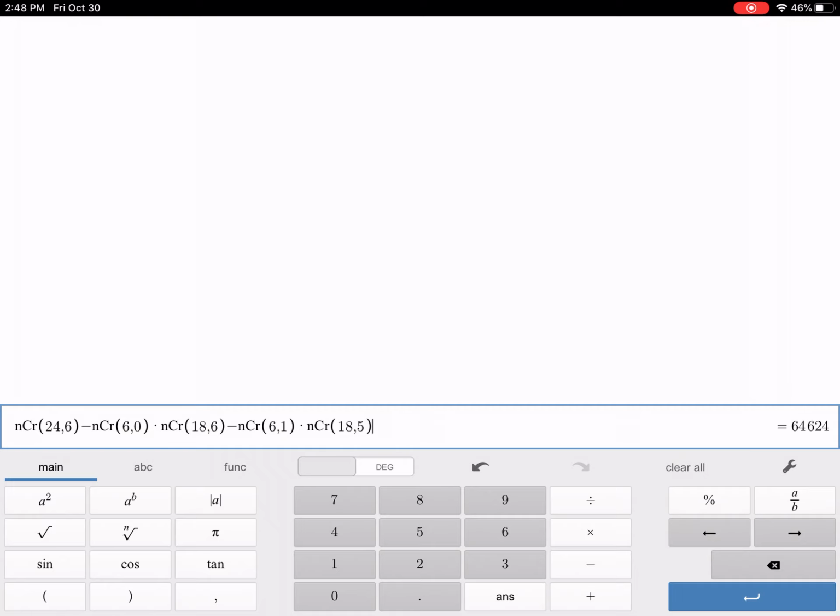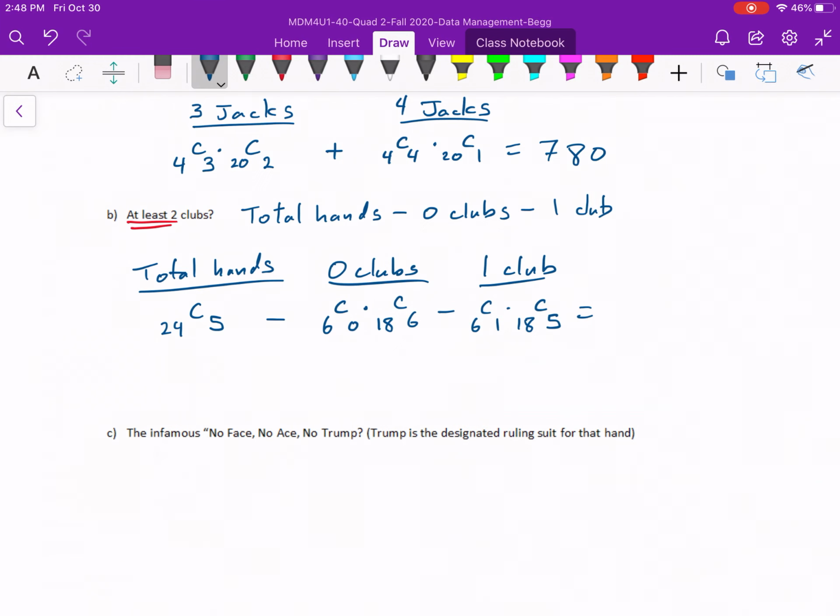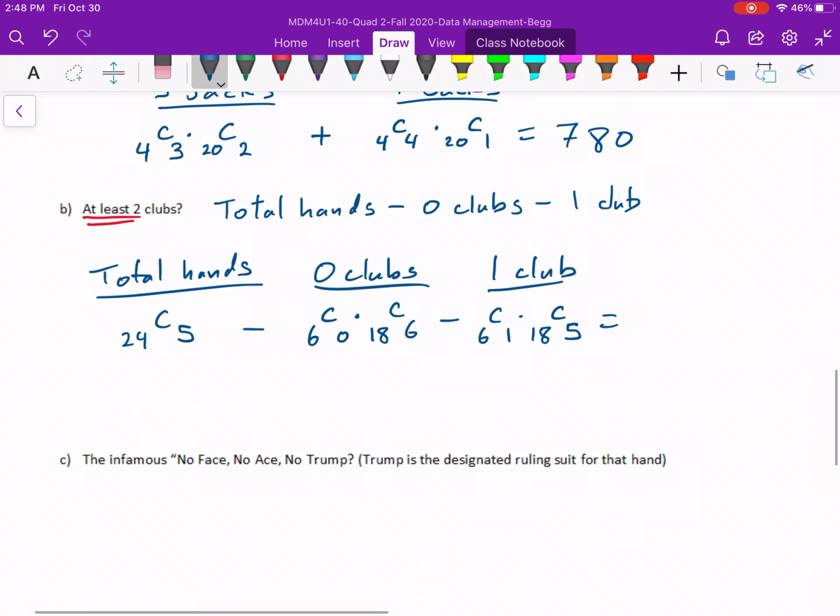Oh, I did something wrong here. Sorry, I was looking at my answer thinking, that's not right. It wasn't 24, choose 6. It should have been 24, choose 5, shouldn't it? Because there's only 5 cards in the hand. Okay, I see. There's 5 cards in the hand. So let me make a slight adjustment. I don't want to restart this video, but sorry. So 24, choose 5. Yes, there's 6 clubs.